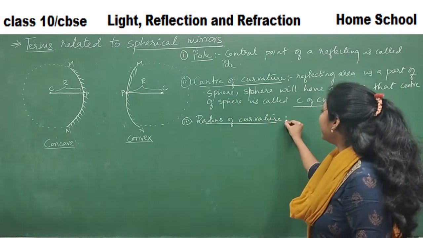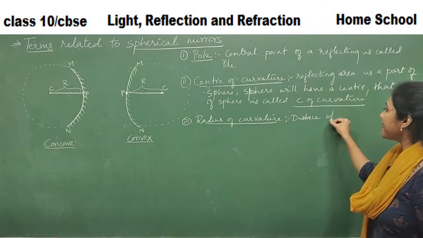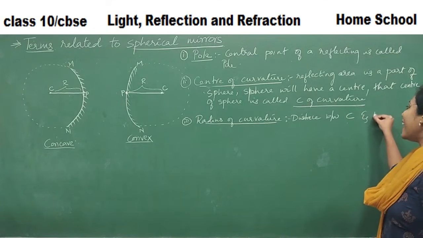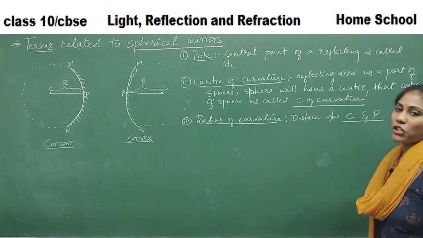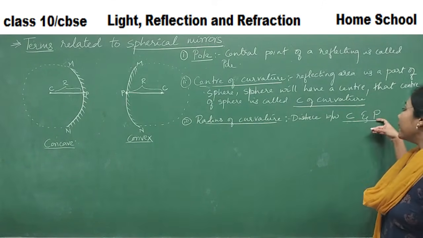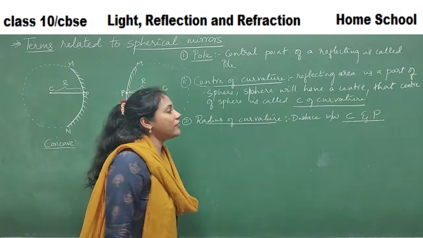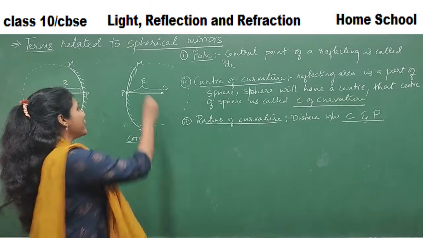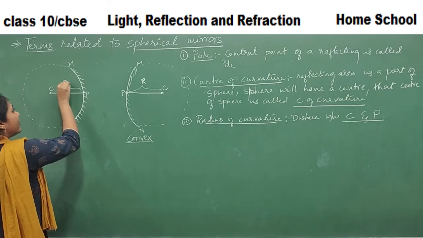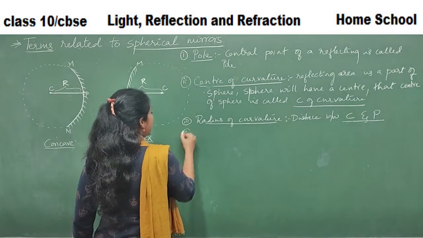So what will I write here? It is the distance between the center of curvature and pole. I'm using shortcuts here, but you write it in full form. C in the sense center of curvature, P in the sense pole. So the distance between the center of curvature and P is called radius of curvature, which is indicated with capital letter R. Clear?